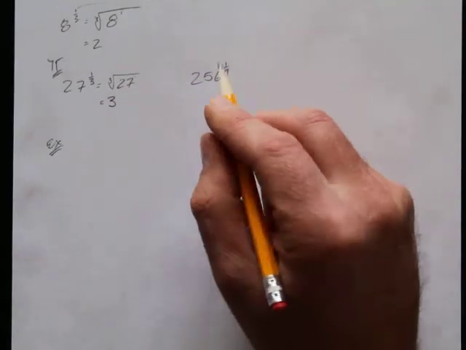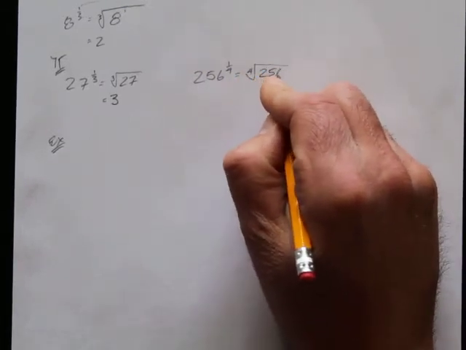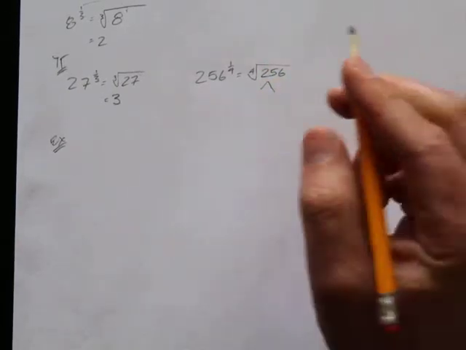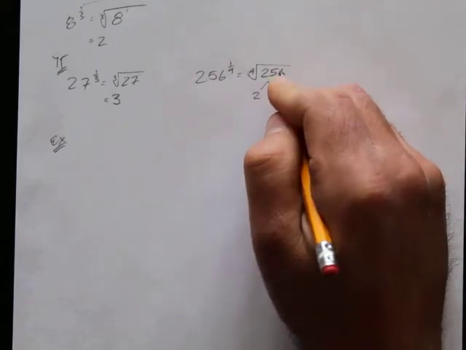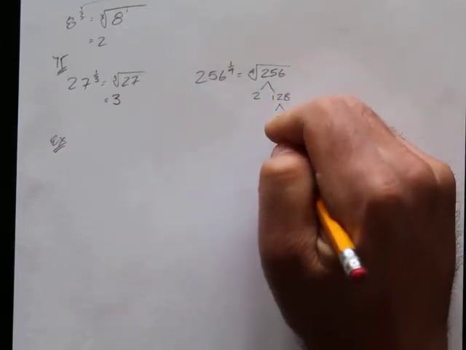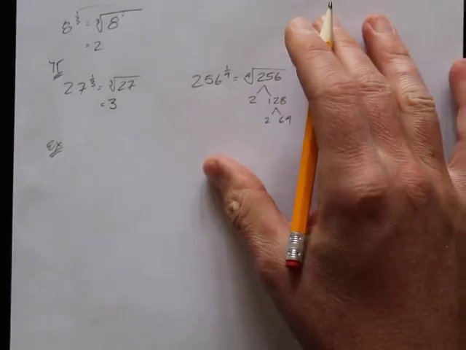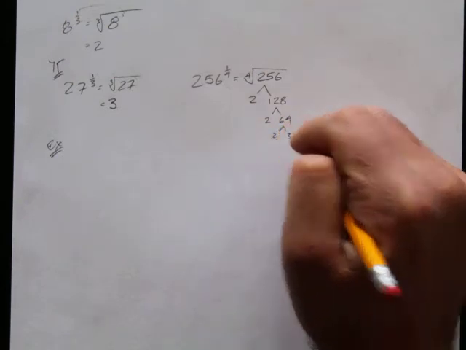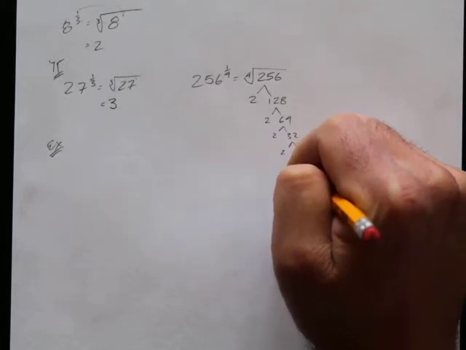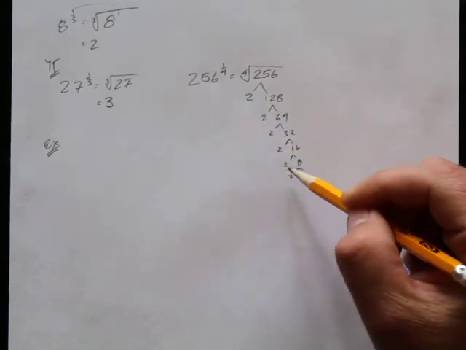All right, now here we have the fourth root of 256. So the 4 goes here as my index number, 256 here. Now, I don't know, what is this? I'm going to have to break this up. 2 times 128, and 2 times 64, and then I've got 2 times 32, 2 times 16, 2 times 8, and then 8 is 2 times 2 times 2. Ooh, gross. Okay, how many do I have? 1, 2, 3, 4, 5, 6, 7, 8.